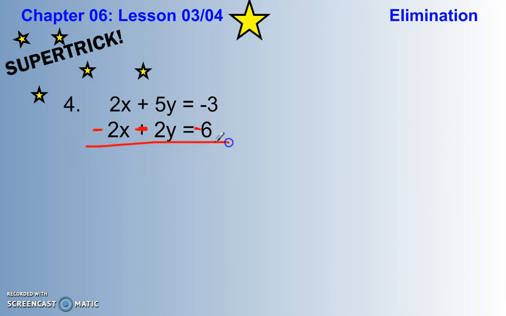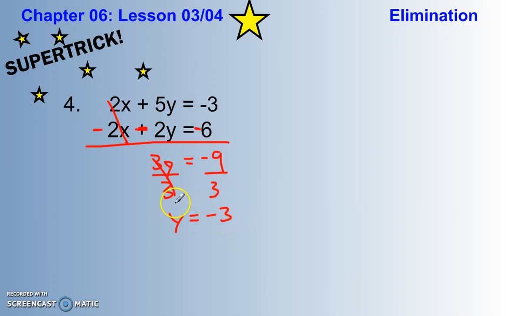Now, once I've multiplied the entire expression by -1, that means changed all the signs. Now I just follow those signs. 2x minus 2x cancels out. 5y minus 2y, 3y. -3 minus 6 is -9. Divide by 3. That cancels out. Y is equal to -3.